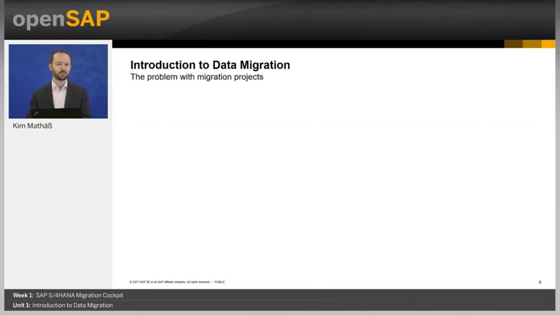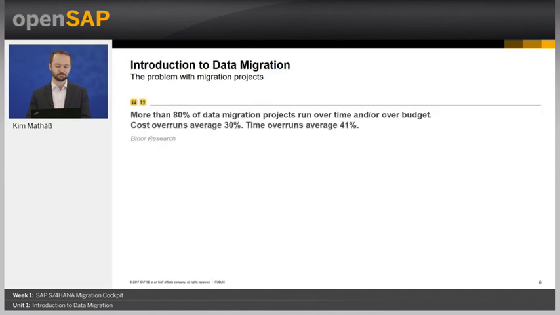Now here, the problems we normally see in projects. More than 80% of data migration projects run over time and/or over budget. Cost overruns 30% average. Time overruns average 41%. It's probably not the goal of this course to explain why that happens, but just a very quick overview.